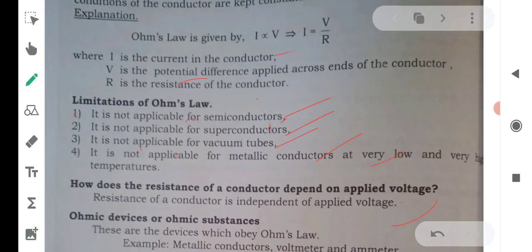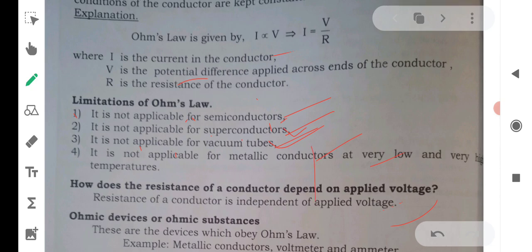Dear students, in the case of semiconductors, the property lies in between conductors and insulators. At initial or very small temperature, it acts like an insulator, and in that case I is directly proportional to V is not possible. So also in the case of superconductors, vacuum tubes, and metallic conductors at very low and very high temperatures.